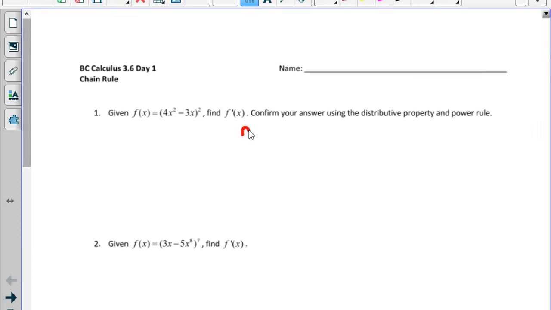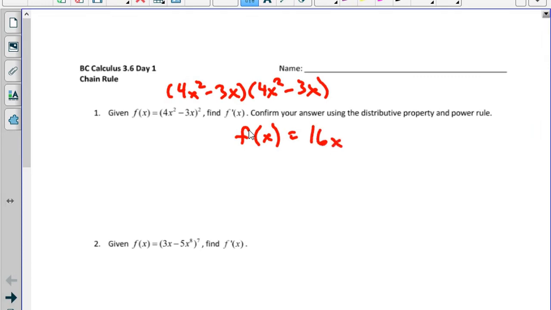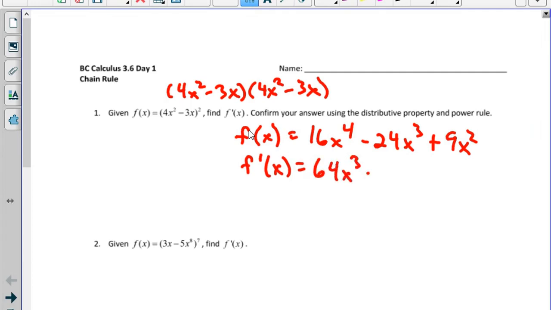If we use the distributive property and the power rule and figure out what's going on, if we write it as 4x squared minus 3x times 4x squared minus 3x, and distribute, we get 16x to the fourth minus 24x to the third plus 9x squared. Then taking the derivative of that is pretty simple. We get 64x to the third minus 72x squared plus 18x.